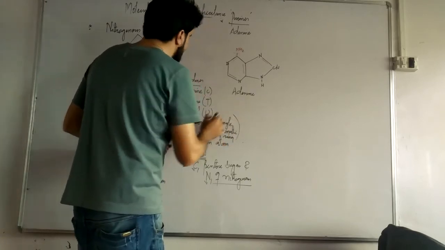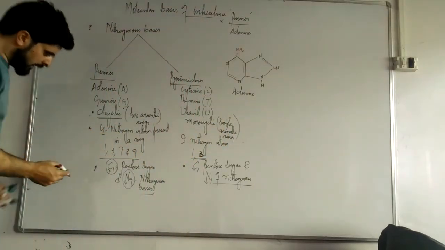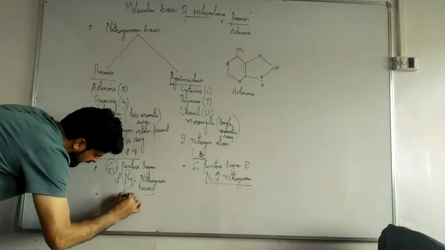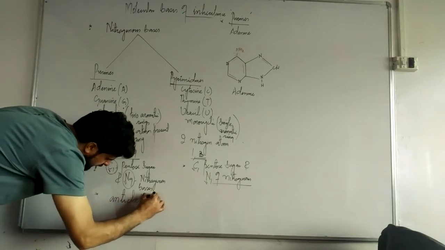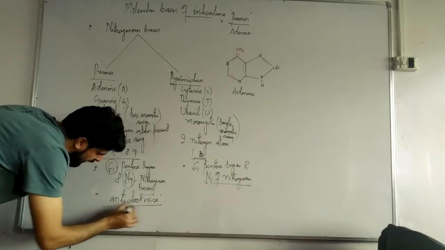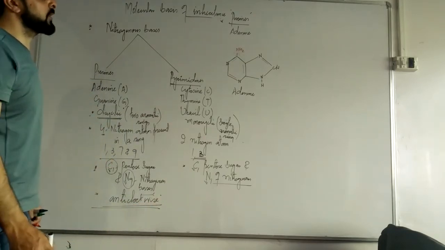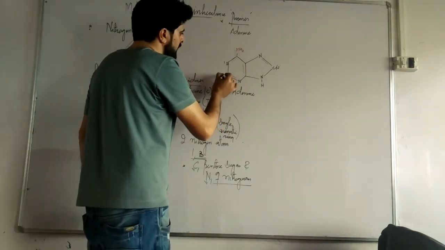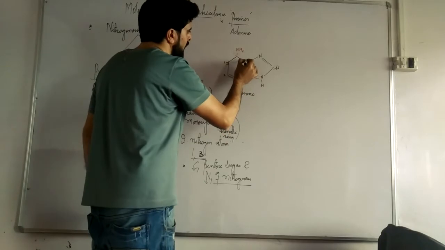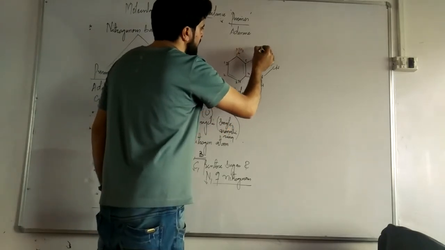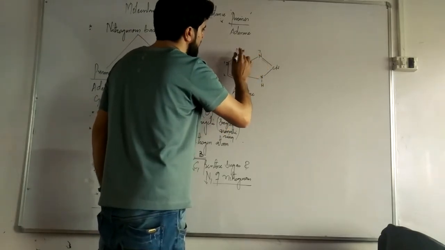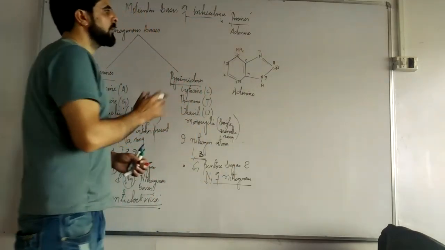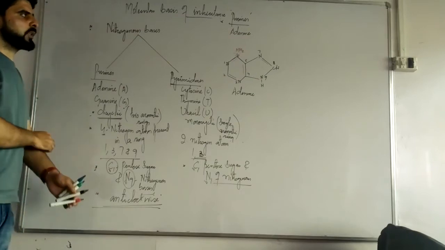In the case of purines, one more important thing is that the numbering is anticlockwise. That means you can make the numbering of the aromatic ring and the position of the atoms, but the numbering should be anticlockwise. So this is 1, this is 2, this is 3, 4, 5, this is 6, this is 7, this is 8, and this is 9. So this compound which we have here is known as adenine.